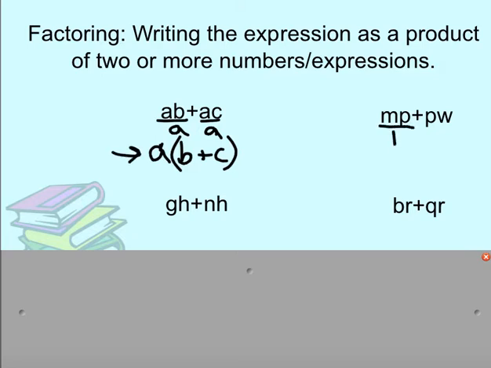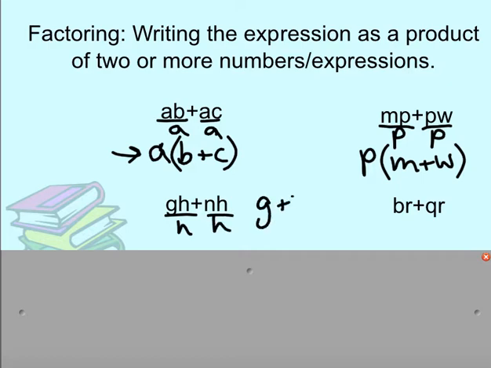MP plus PW, we have that P in common, so we divide by it and get M plus W left over, but since we divided by the P, we have to multiply by it on the outside. We divide by H in the next one, and so we get G plus N and an H on the outside. And lastly, we divide by R and get B plus Q with an R on the outside.